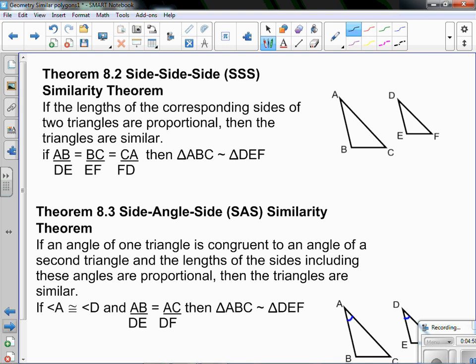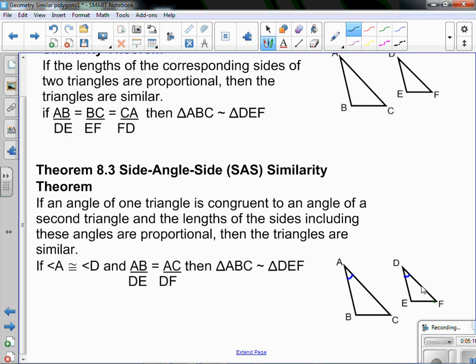And then theorem 8.3, the side-angle-side similarity theorem. If an angle of one triangle is congruent to an angle of a second triangle, and the lengths of the sides including these angles are proportional, then the triangles are similar. So we're looking at two triangles. They got one set of corresponding angles that are congruent, and then the sides that include those angles, side AB and DE, and side AC and DF, if those corresponding two sides are proportional, or in other words, make a ratio out of AB and DE, and that ratio is the same as AC and DF's ratio, then those two triangles are going to be similar.